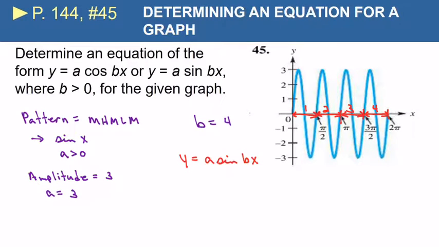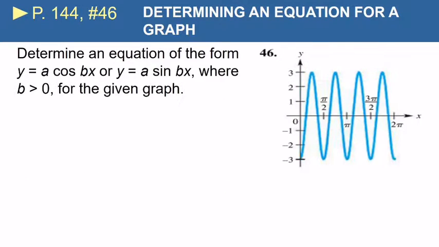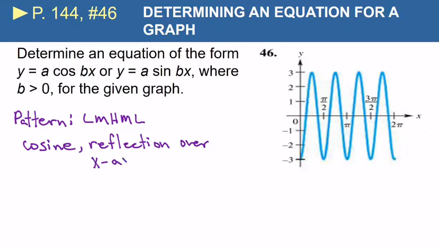And so now to put it in our formula that we've got, the a is 3, and the b is 4. So we've got 3 sine of 4x. And let's look at this last one. This pattern goes low, middle, high, middle, low. Of course, we recognize that as a cosine pattern that's been turned upside down. And that means for us that a is going to be negative. And you can see that the amplitude is 3. And so a is -3.